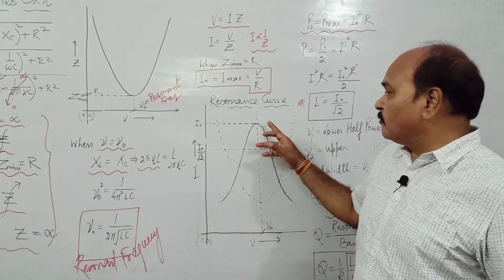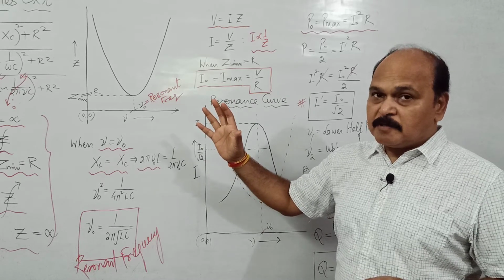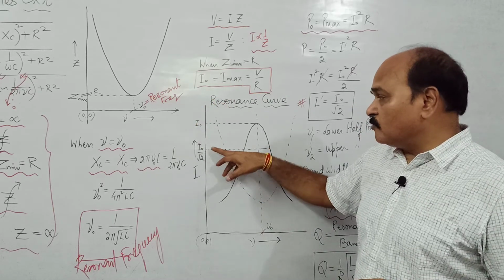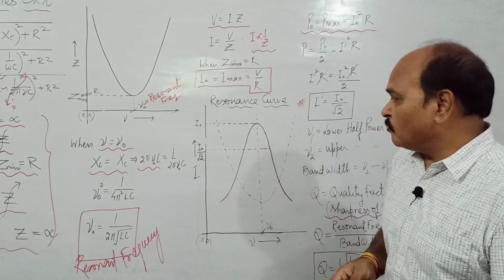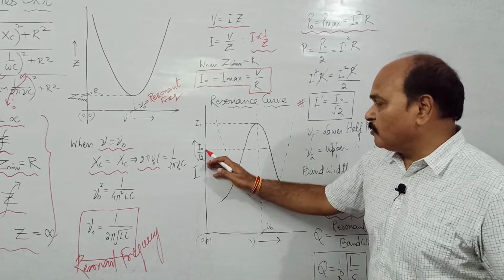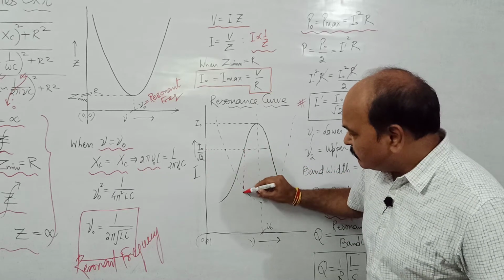The power, that is the energy dissipated across resistance per second, is reduced to half. At resonance, the value of current is maximum, power is maximum. But as we reduce the current to I naught by root 2, the value of power becomes half. So this is the value of current I naught by root 2, and at this value of current, the value of power in the circuit is half.